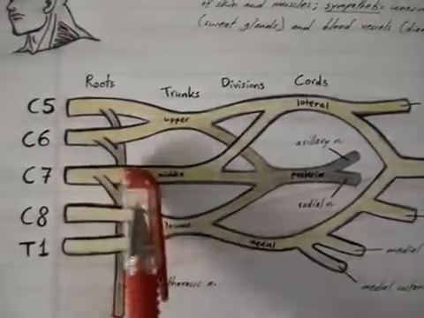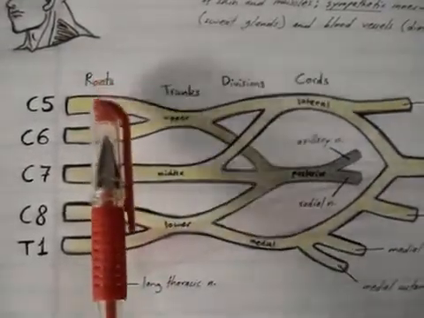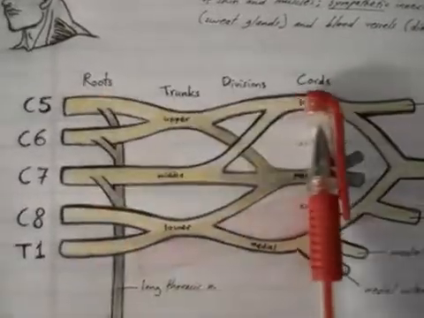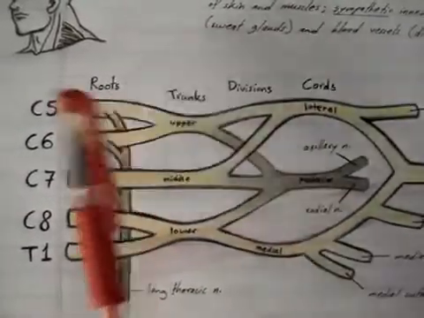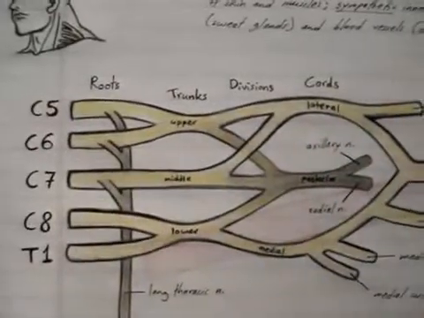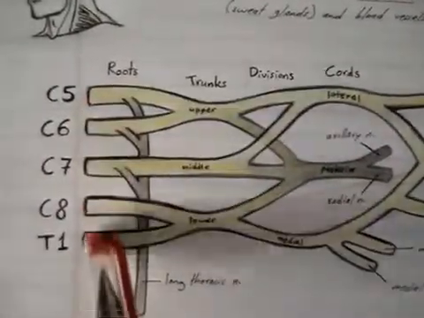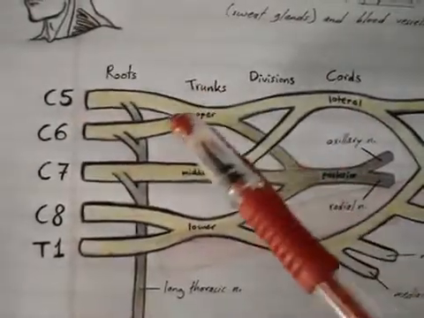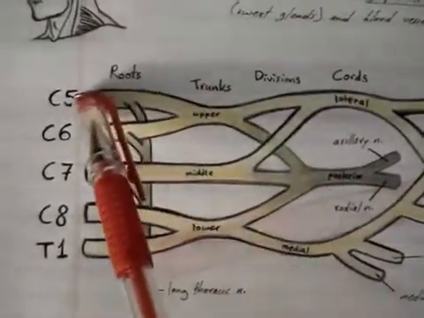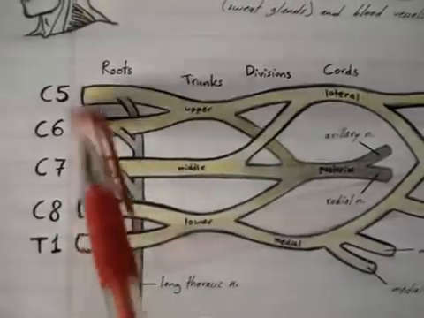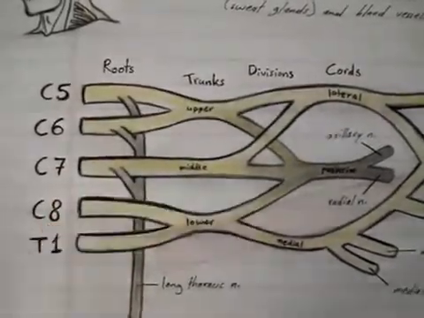Now the structure of the brachial plexus is divided into four components: roots, trunks, divisions, and cords. So you'll have to memorize that. The roots, this is where the brachial plexus emerges from your spinal cord, consists of five components, because it emerges at five different levels. So C5, C6, C7, C8, and T1. Okay, these are the levels of the spinal cord.